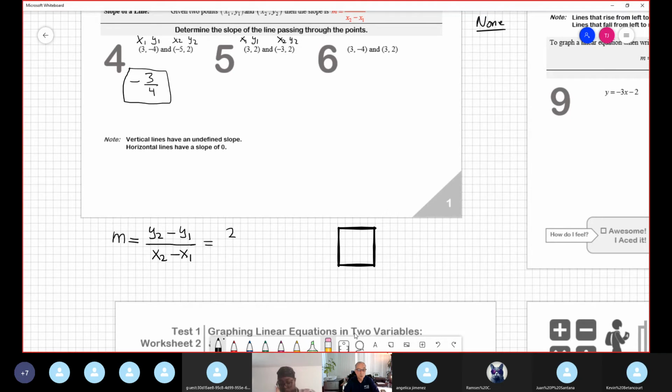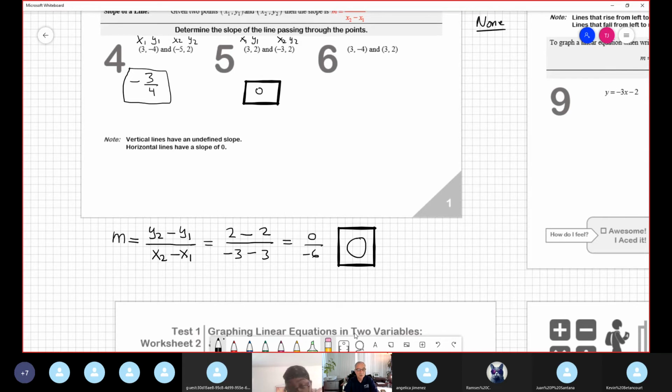Y2 is 2 minus y1 is 2, over x2 is negative 3 and x1 is positive 3. And then we have minus 3. Okay, we have 0 in the top and minus 6 in the bottom. And 0 divided by any number is 0. The answer is 0. Slope is 0.